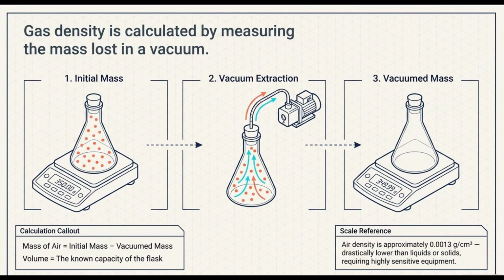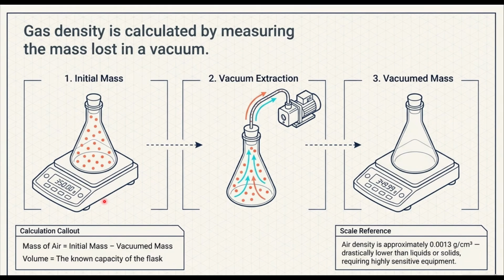Now let's find the density of gases. Okay. Gases have very low densities, making measurement more challenging, right? The density of gas is very low. So scientists use sealed flasks with known volumes. Okay, sealed flask with the known volume.